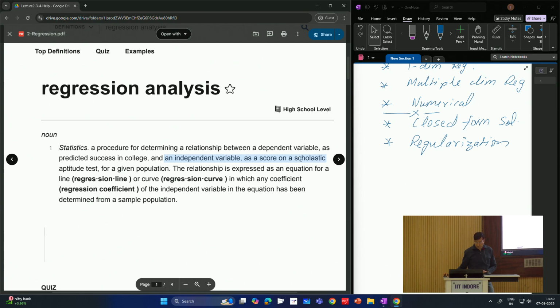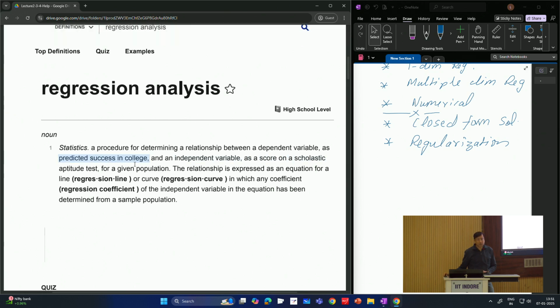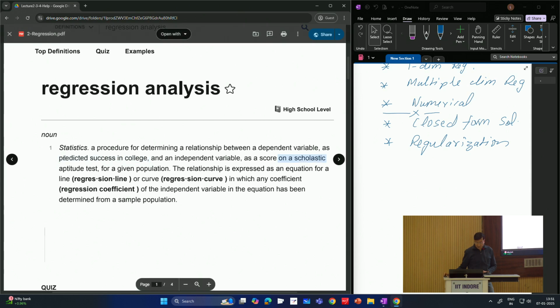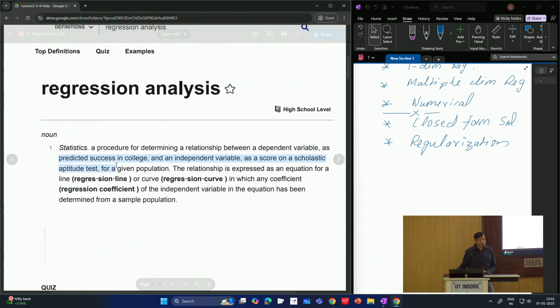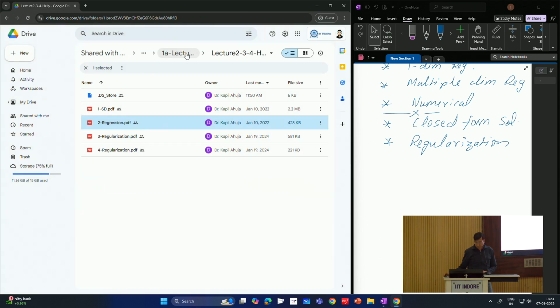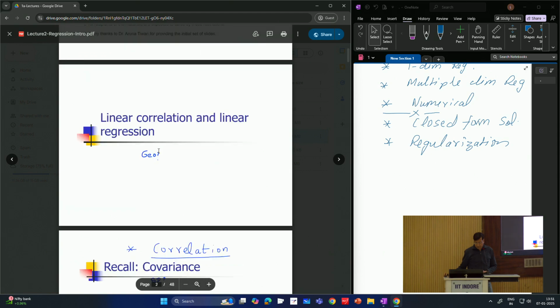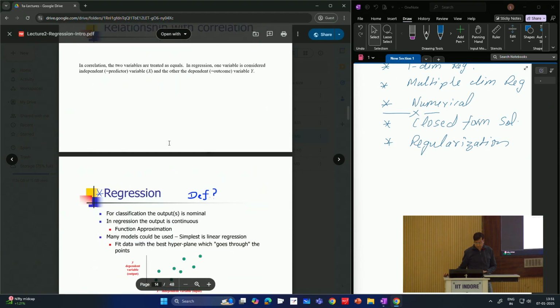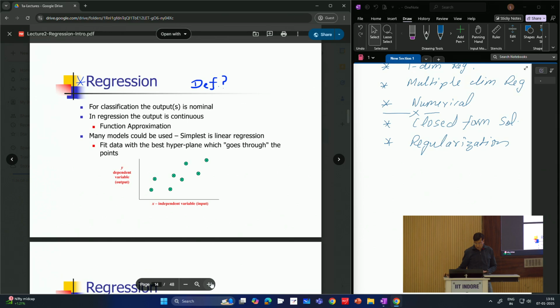Or you can think of how many marks you've got in IIT JEE or your GATE exams. Depending on your marks, that will probably determine how well you succeed in college. So this is the independent variable, this is the dependent variable. The success in college is dependent; the marks which you got in your entrance exam is the independent variable. The relationship is expressed as an equation in terms of a line or a curve, and so forth, right? So this is the definition of regression.